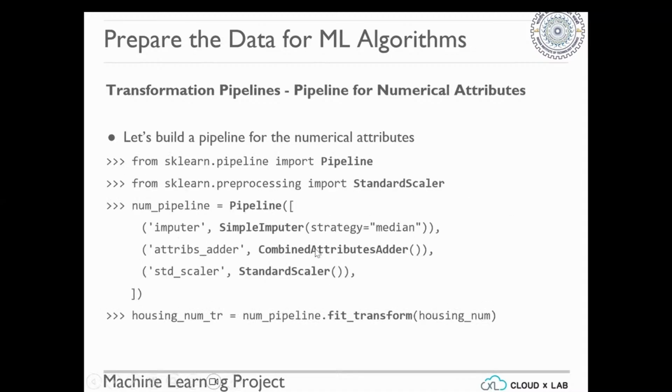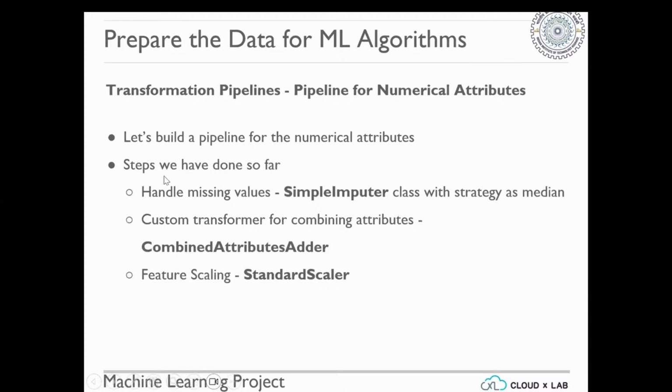Okay. So if we want to execute these three steps, we want to impute missing values. And let's say for missing values, we are using the median strategy, right? So we will use the SimpleImputer class to impute missing values. And this CombinedAttributesAdder class I discussed in today's session, right? So using that custom class, we can add extra attributes to our data set.